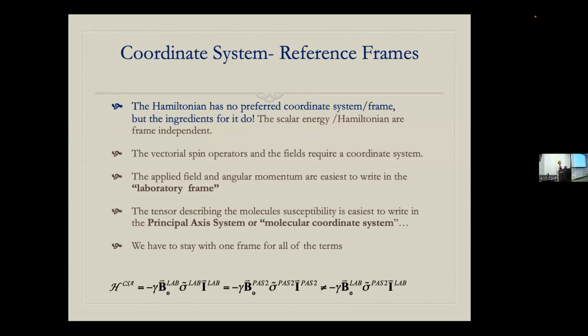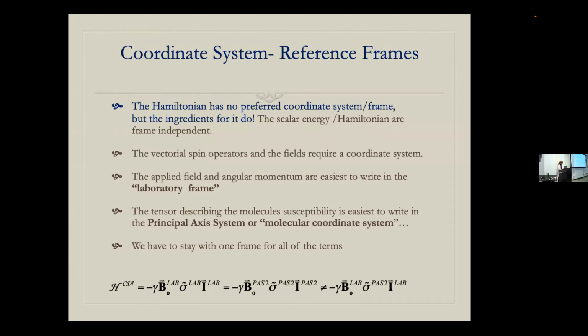We need to choose a coordinate system. I like to say the Hamiltonian has no coordinate system. It's a scalar, it's an energy, it's a number. But the ingredients we're using to construct it absolutely have a coordinate system, and we need to pick one. They need to be written consistently, self-consistently.